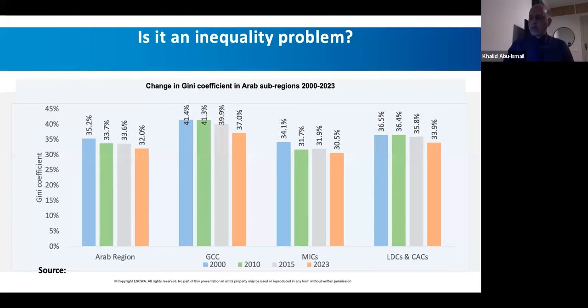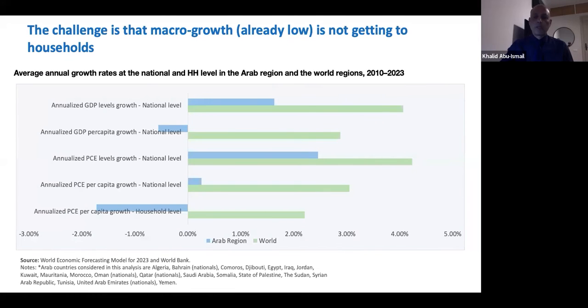Now, why are we seeing this? Is it an inequality problem? When you look at these surveys and at the changes in the Gini, it doesn't seem to be the case. In fact, this is the weighted average of the Ginis from the household income surveys, and you can see that the trend is one of decline in all three groups. So it doesn't seem to be an inequality problem if you look at the surveys.